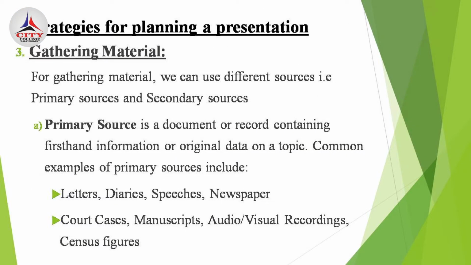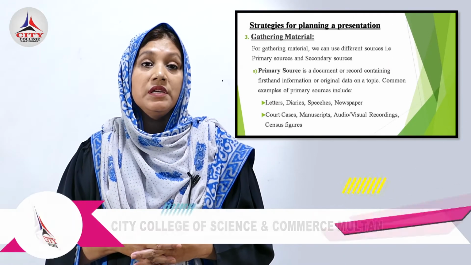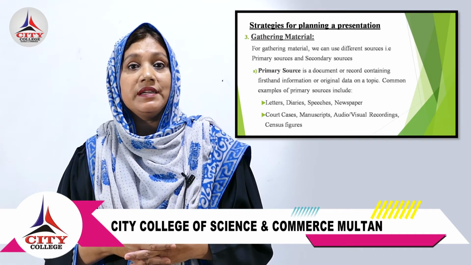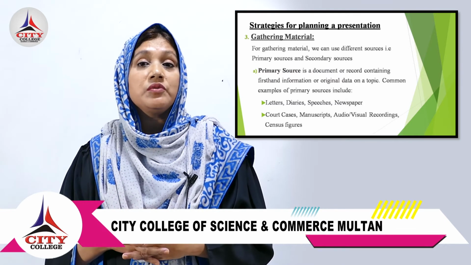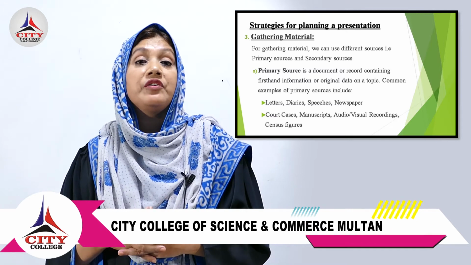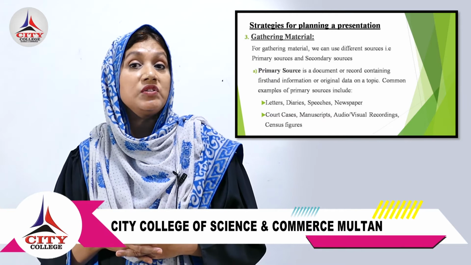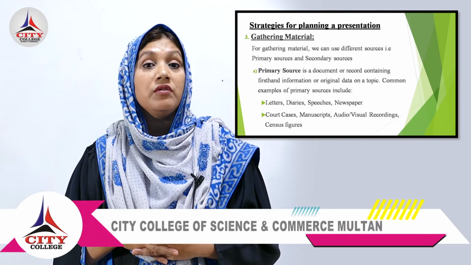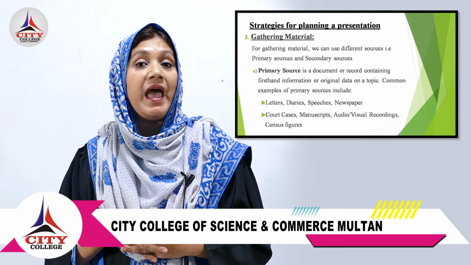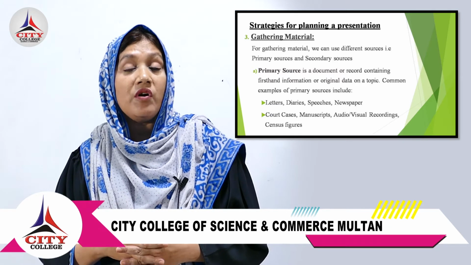For gathering material, we can use different sources, primary and secondary sources. Students, you are well aware of primary sources and secondary sources. We have read these in the literature review. You know, a primary source is a direct source, while a secondary source is an indirect source. A primary source is a document or record containing first-hand, direct information or original data on a topic.